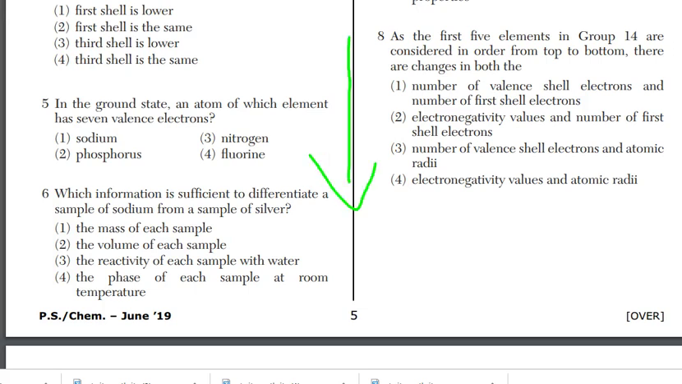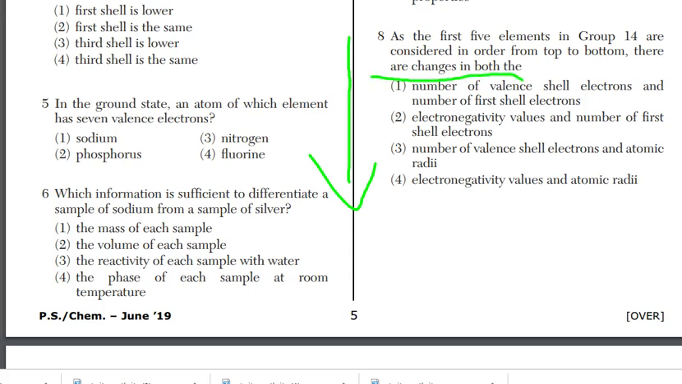So we'd be going this way. There are changes in both. So if you take a look, this is what I call a 2-for-1 question. They're giving you two answers, right, for every choice. What do we know about groups on the periodic table? Well, first of all, we know that valence electrons, the outermost electrons, will be the same in a group. Okay, so we're looking for changes in both.